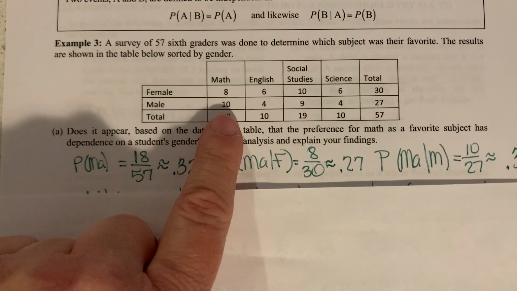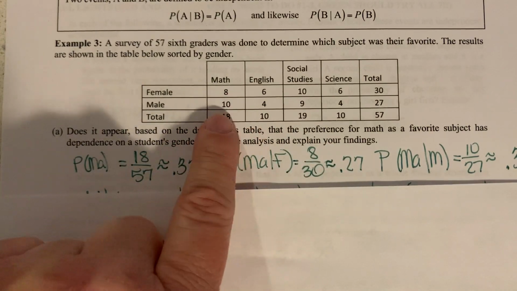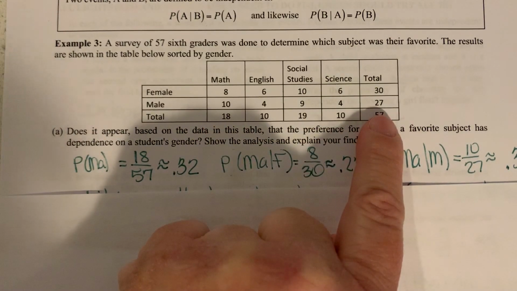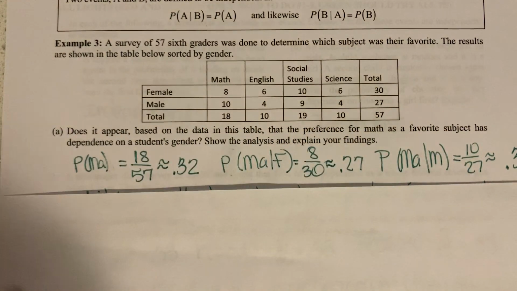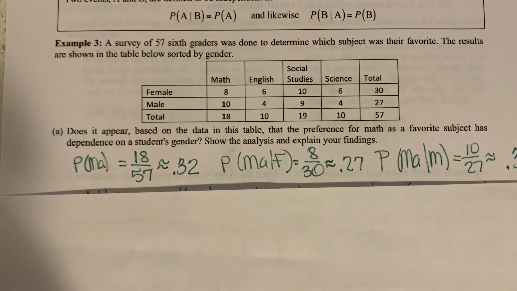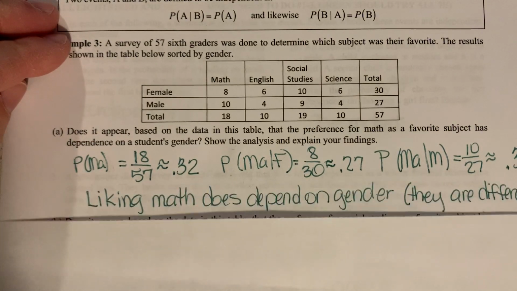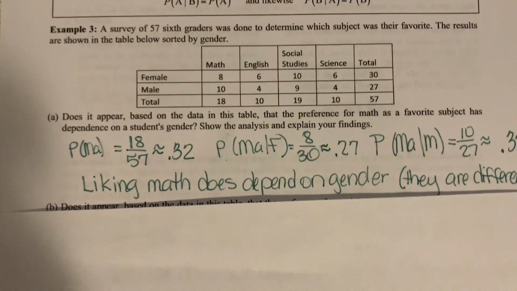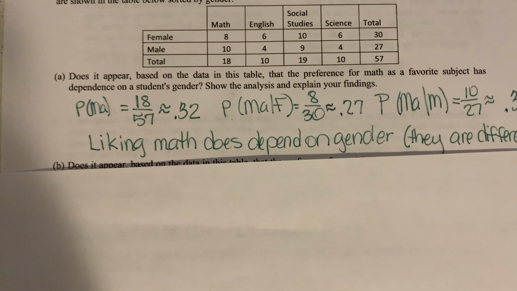Whereas if we're looking at the number of males, the ones who were male and liked math, so 10 out of the total number of males, which is 27, when you divide that, you get 0.37. So look at all of our percentages are different. So the probabilities do vary based on whether it's a male or a female responding. So therefore, liking math, according to this data, does seem to depend on gender because all of those numbers were different. So now they want us to do the same thing, and I want to keep this chart in the picture.